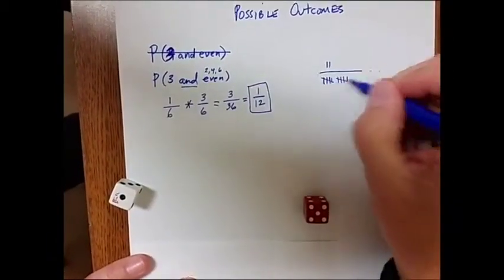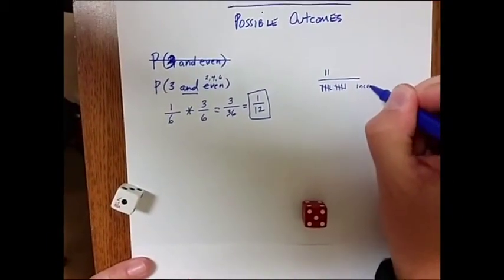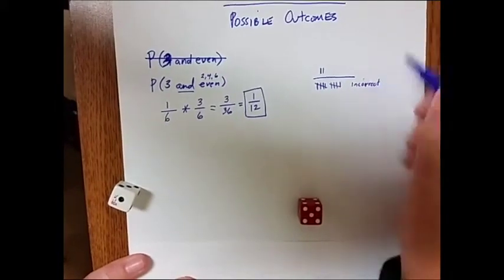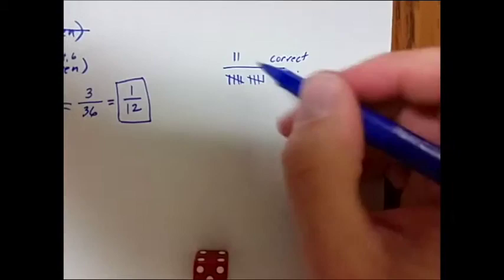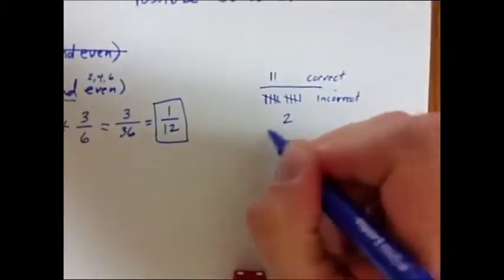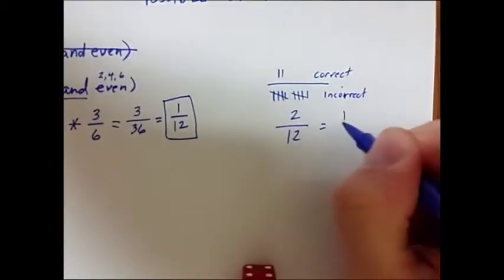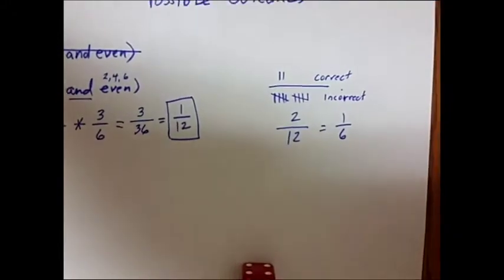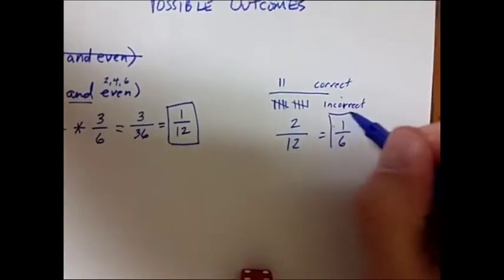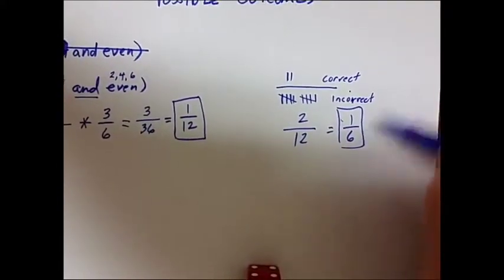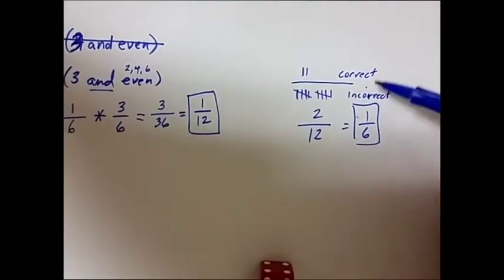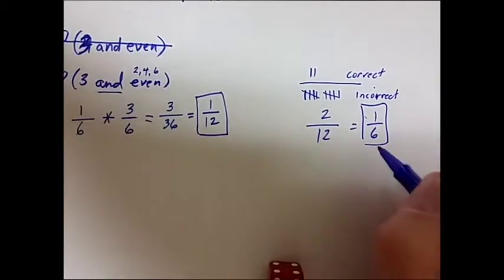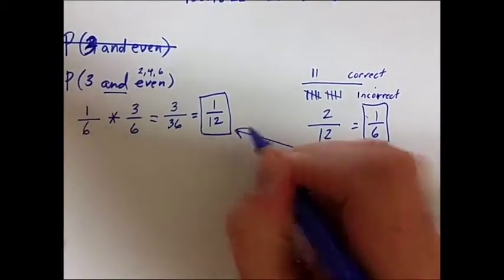All right, so we had incorrect. I'm writing small, I'm not sure you're going to see that. And then we have correct down here. So we had 2 correct out of 12. That's going to be 1 out of every 6 as we reduce. So the experiment gave us 1/6. The theoretical said 1/12. Again, the more samples we have, the more likely we're bringing the 1/6 closer to the 1/12.